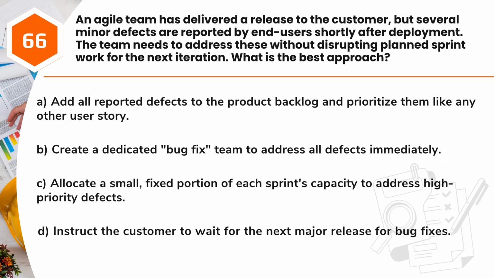Question 66. An Agile project team has delivered a release to the customer, but several minor defects are reported by end users shortly after deployment. The team needs to address these without disrupting planned sprint work for the next iteration. What is the best approach? A. Add all reported defects to the product backlog and prioritize them like any other user story. B. Create a dedicated bug fix team to address all defects immediately. C. Allocate a small, fixed portion of each sprint's capacity to address high-priority defects. D. Instruct the customer to wait for the next major release for bug fixes.